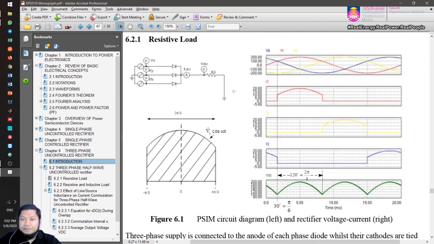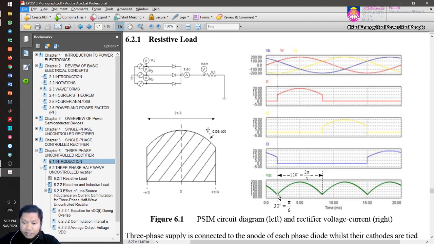So we know that the duration of the pulse is 120 degrees. So in 360 degrees there are 3 pulses, so each pulse has a duration of 120 degrees. Therefore, if we derive the average, we're going to divide by 2 pi over 3, isn't it? In one cycle, we divide by 2 pi over 3. So to look into the output voltage, it is enough for us to look into one pulse only.